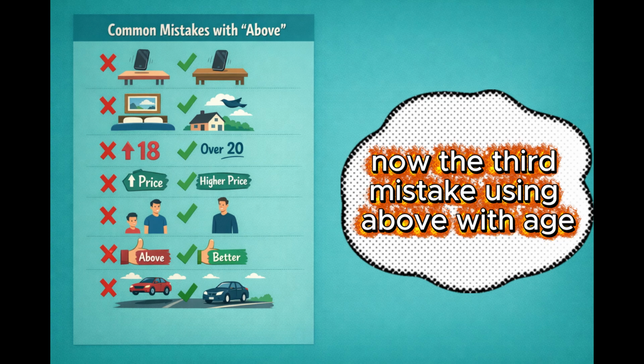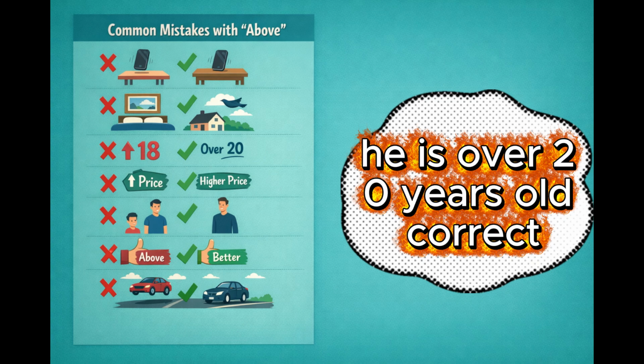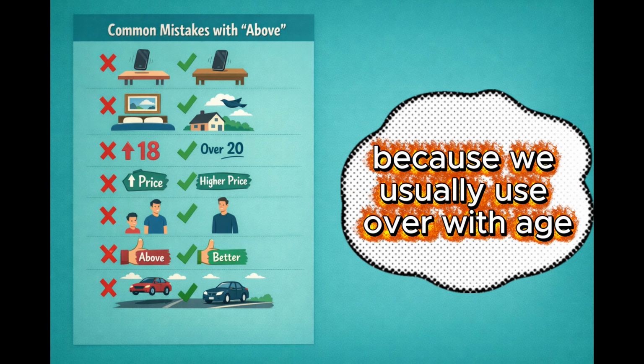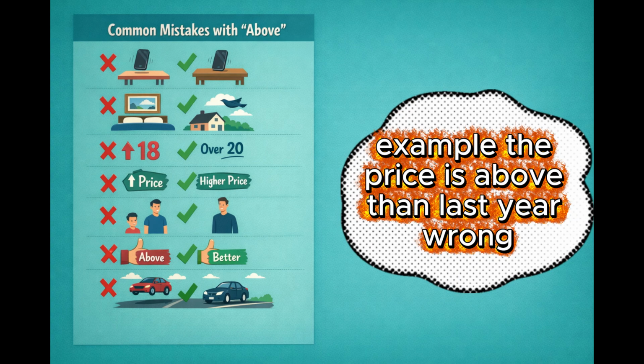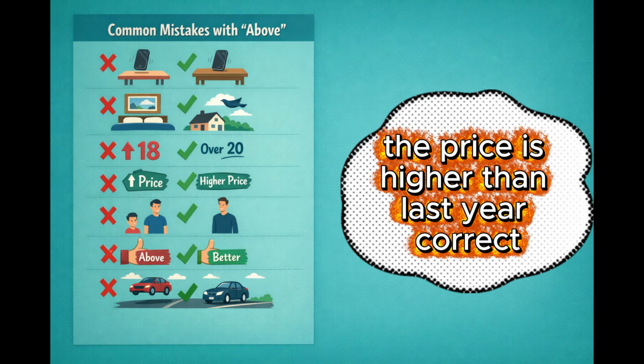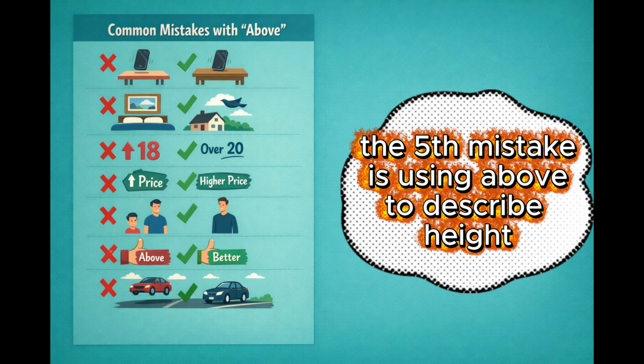Now the third mistake, using above with age. Example: he is above 20 years. Wrong. He is over 20 years old. Correct, because we usually use over with age. The fourth mistake is using above in comparisons. Example: the price is above than last year. Wrong. The price is higher than last year. Correct.